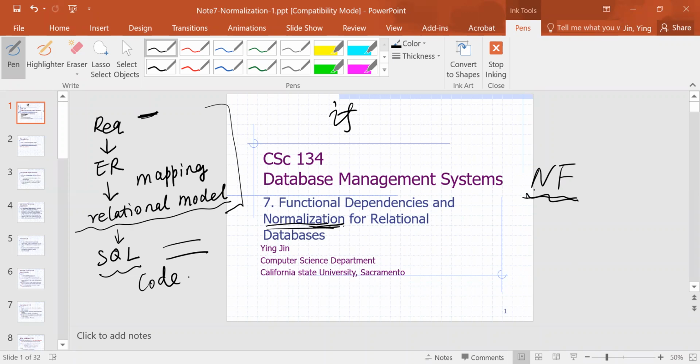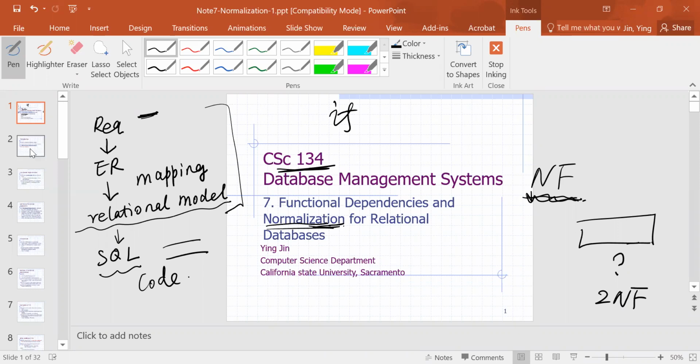So basically in 134 class, we're going to learn how to use normal forms to evaluate existing designs. So the outcome of this is eventually when I give you a schema, and then I ask you which normal form, you'll be able to answer me, say, this is the second normal form. That's the learning outcome of this chapter.